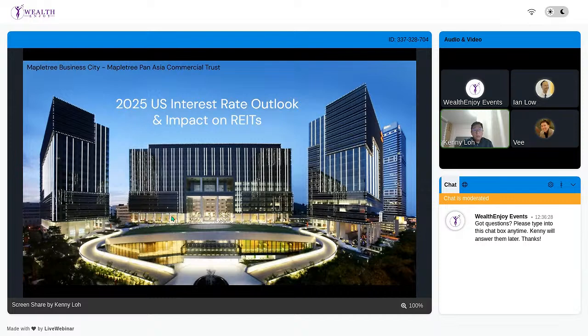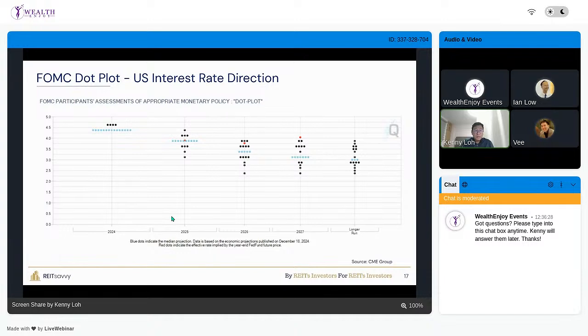So moving forward, what would be the 2025 US interest rate outlook and also the impact on the REIT itself? This is the latest FOMC dot plot. The original plan was that the interest rate was supposed to come down even further in 2025, but due to the inflation fear from the Trump 2.0 policy, the latest revised dot plot expects the interest rate to register only a 25 basis point cut in 2025. So that is a pause in terms of the rate cut. That actually caused the whole REIT sector to be muted.